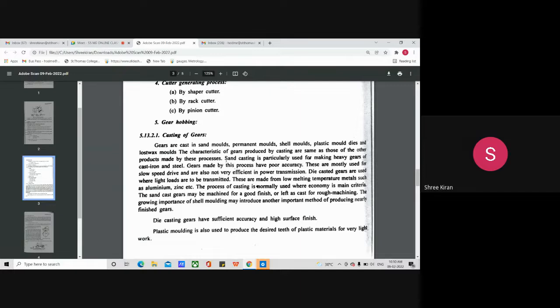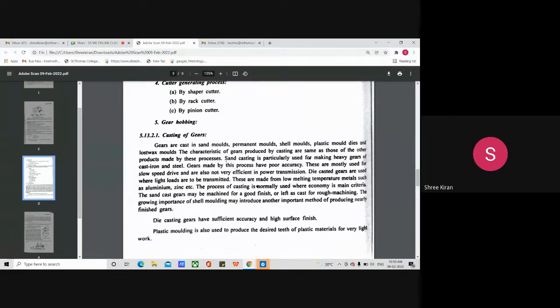The sand cast gears may be machined for a good finish. Then the growing importance of shell molding may introduce another important method of producing nearly finished gears.